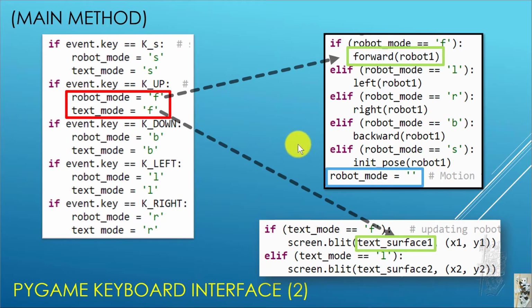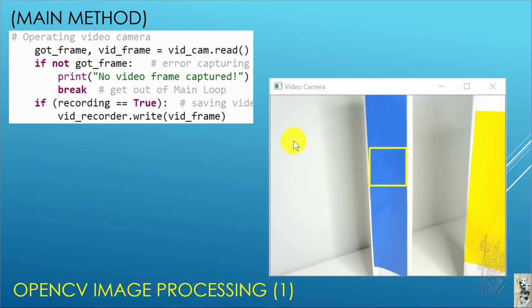We already talked about clearing the robot mode. Also, how to operate the camera. This is from OpenCV, a basic move. You open the camera, you read in, and you get the flag and the actual video frame here. If not, you break out of the main loop. If it's recording, then you save the video. So that's the normal runtime: you see a live video of whatever is coming in from the video camera.